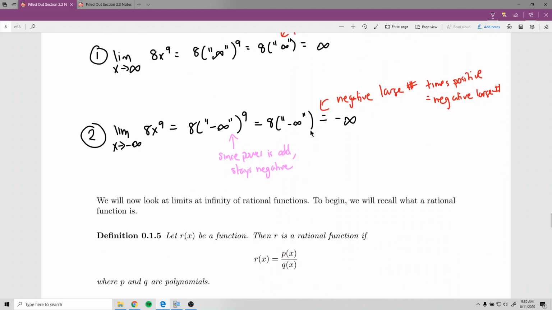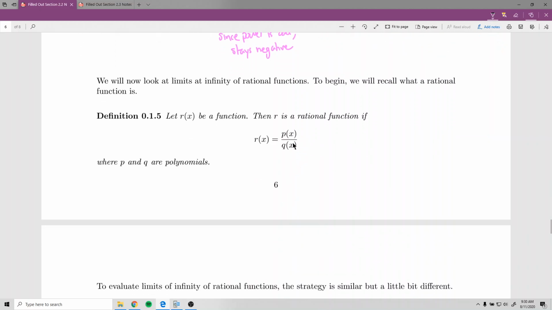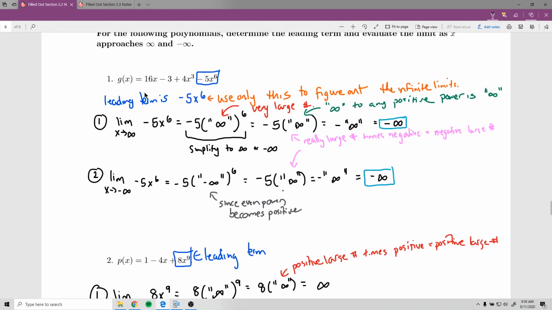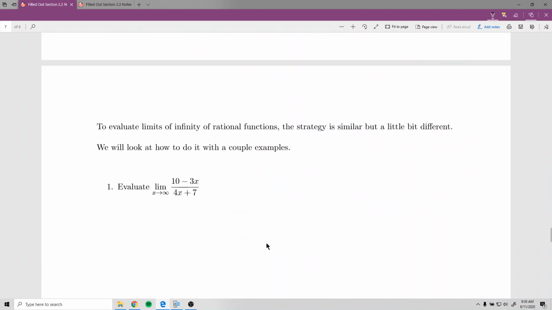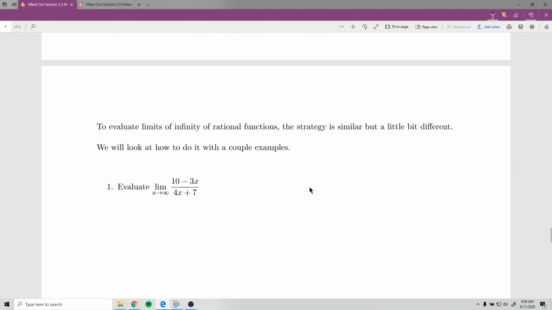Alright, so the last thing as far as limits at infinity is rational functions. Now we already said what a rational function was, but I just wanted to write it down again. It's a polynomial divided by a polynomial. So imagine this was on the top and this was on the bottom of a fraction. That would be a rational function. Rational functions are actually easier to deal with as far as limits at infinity. There are more possibilities, but they work the same way. If you understand the polynomial one, you'll understand the rational functions.